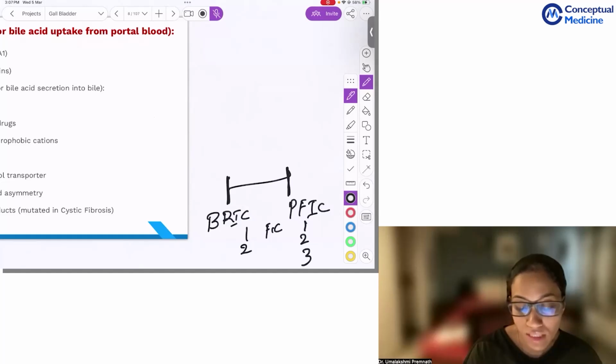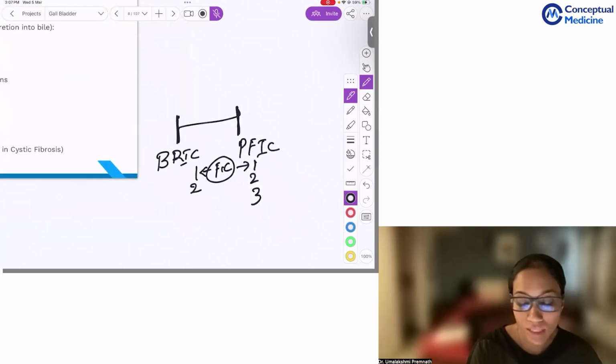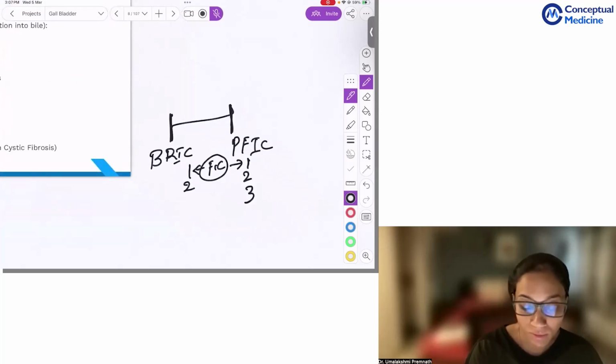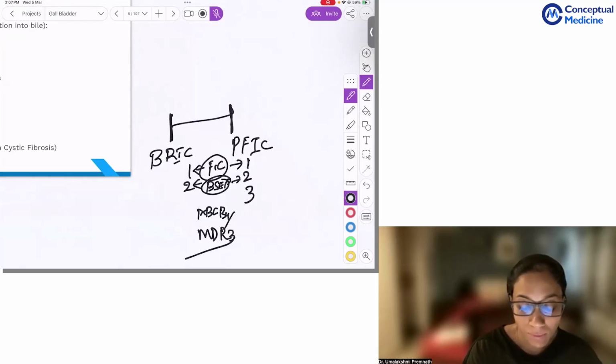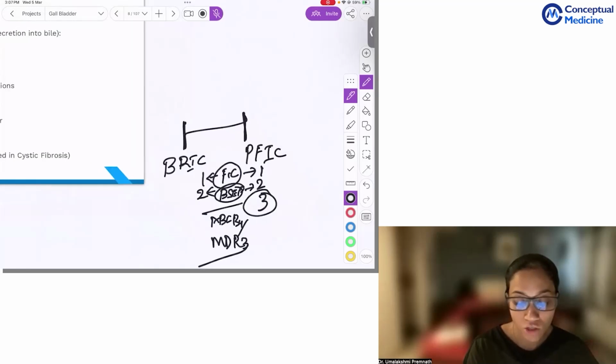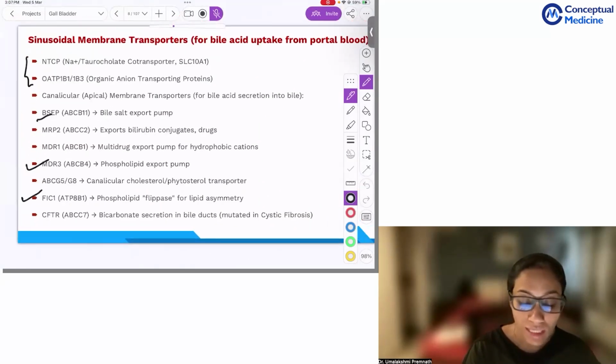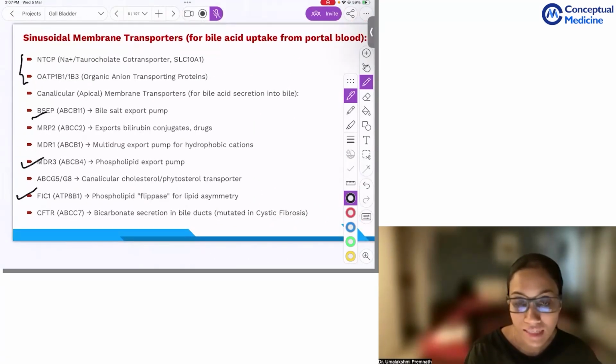So when you have your FIC1 gene mutation, which causes a phospholipid flippase abnormality, that is what results in BRIC1 as well as type 1 of PFIC. Whereas it is your bile salt export protein where there is a defect in this that results in BRIC2 as well as PFIC2. And you have your ABC, MDR3 or ABCB4. This is what is responsible for your PFIC type 3. Okay, so these are the different transporters which have a role in biliary secretion.